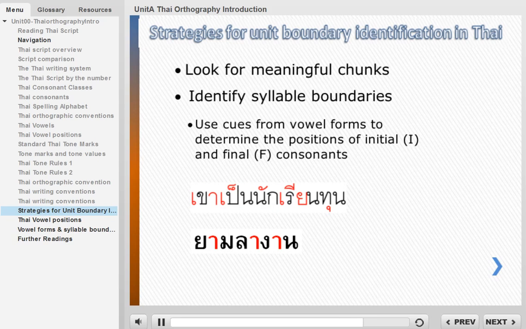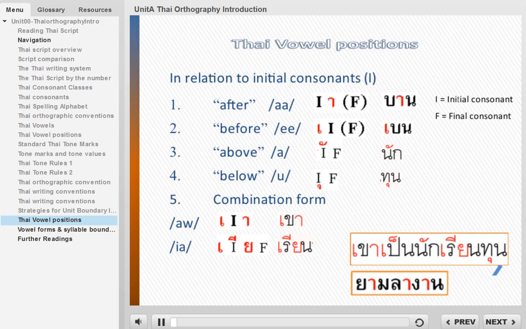Here are two sentences in Thai. The vowel forms are marked in red. Your task is to identify the syllables in each sentence. The number of syllables is given in parentheses. Click Next to review the vowel position examples that we discussed. Click Next to view the answers.